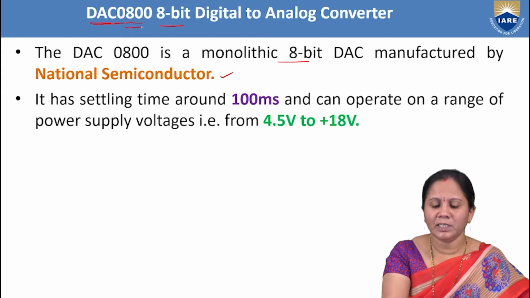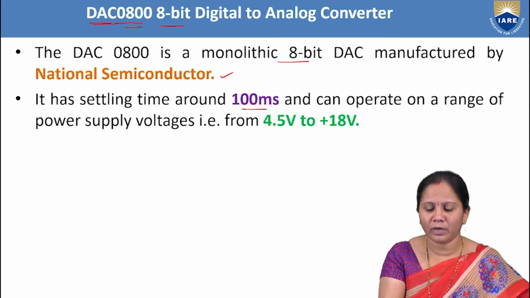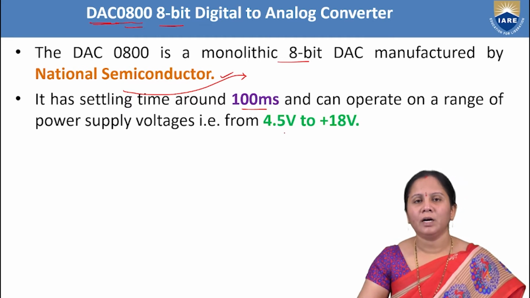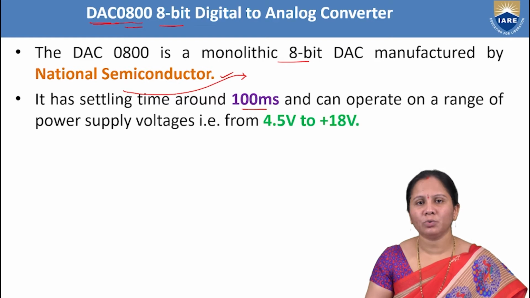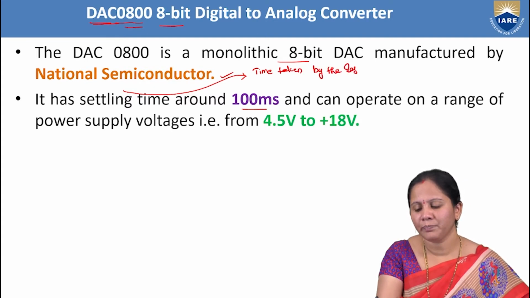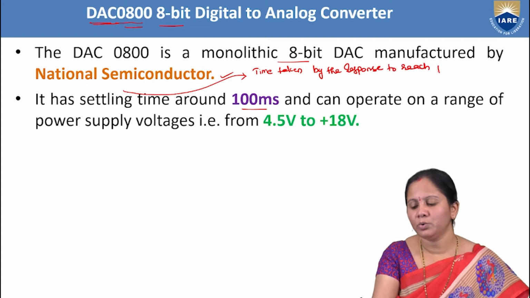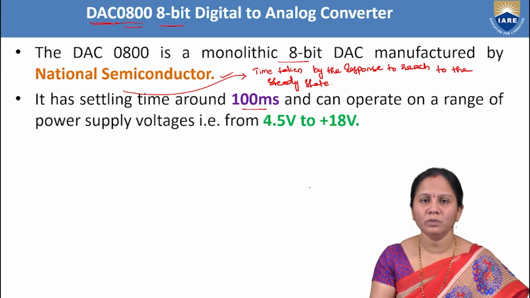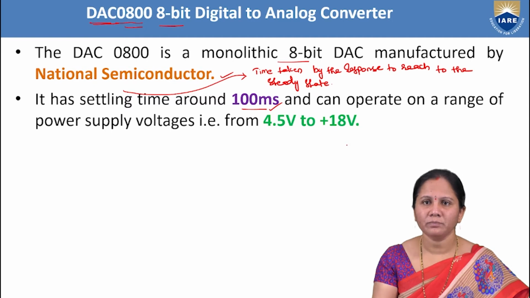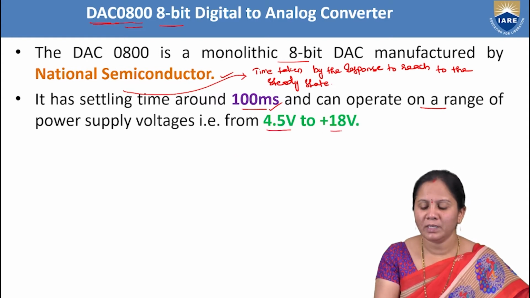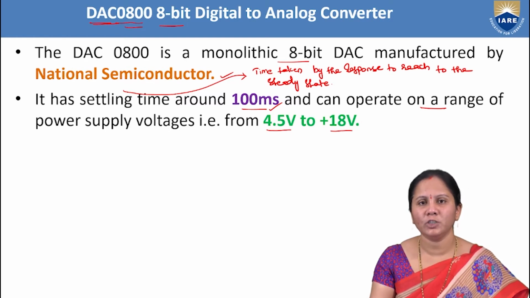Especially for this DAC 0800, it has a settling time of 100 milliseconds. What is meant by settling time is the time taken for the response to reach the steady state. For this DAC 0800, the settling time is 100 milliseconds, and the power supply with which it can operate is around 4.5 volts to plus 18 volts. Within the range of these power supply values only, this DAC 0800 can be operated.